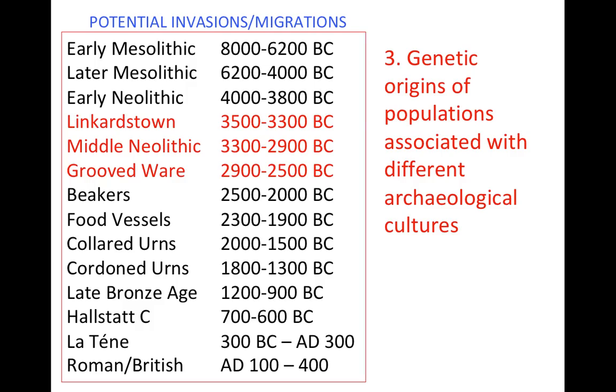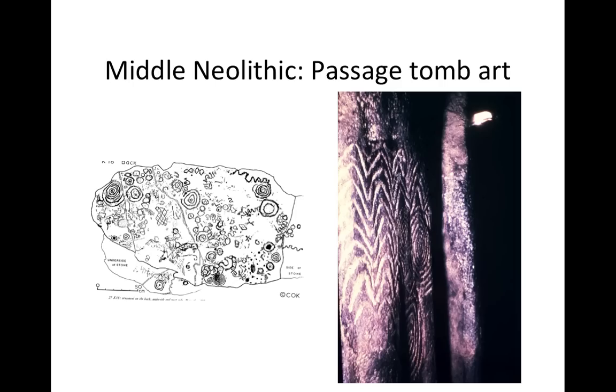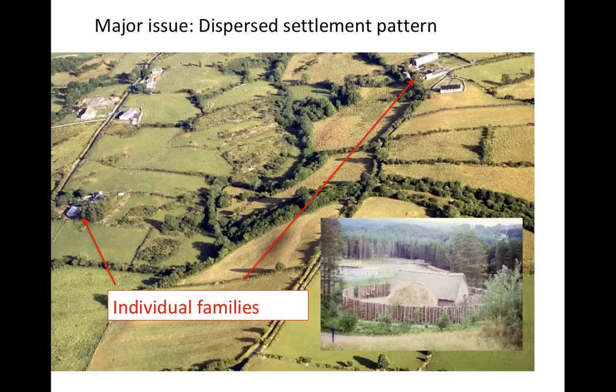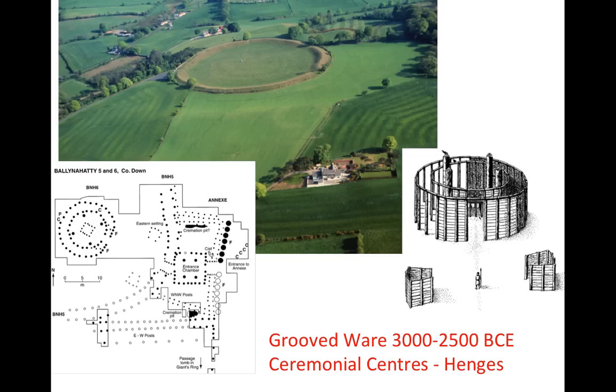And then we have all these other little invasions that, once we have the DNA studied, like Linkardstown Kiss, or Middle Neolithic stuff, or grooved ware, all of these things, we'll be able to see whether these are really just movement of a cultural influence, diffusion, or whether we are going to be blindsided again. And the one that would surprise me least, and I'm just going to skip through these real quick, is the one closest to home.